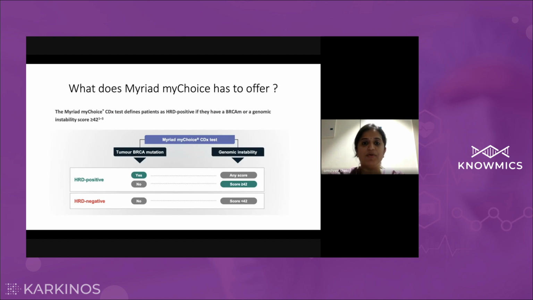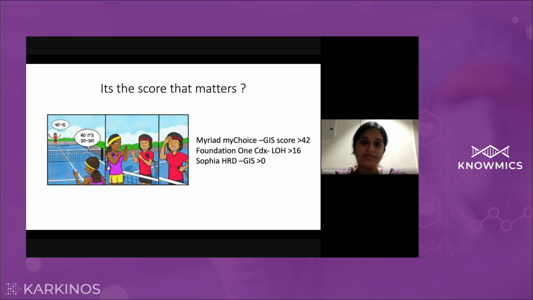So what does Myriad MyChoice have to offer? HRD positive, yes, it has a tumor BRCA mutation, yes, and genomic instability has to have a score of more than 42. It is HRD negative when the score is less than 42. Now the next question that arises is, what exactly is this score? How do we decide on this score? Is there any cutoff? What if my test doesn't reach 42? What if I get a score of 0? Is it that important? Go to the next slide, please.